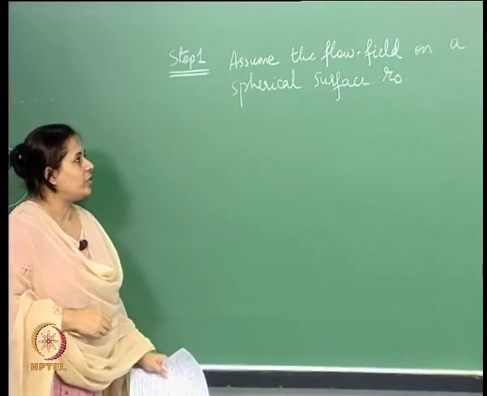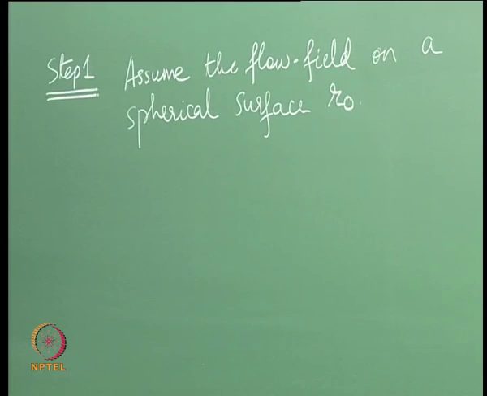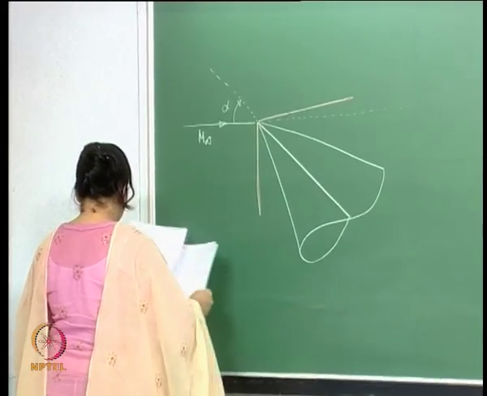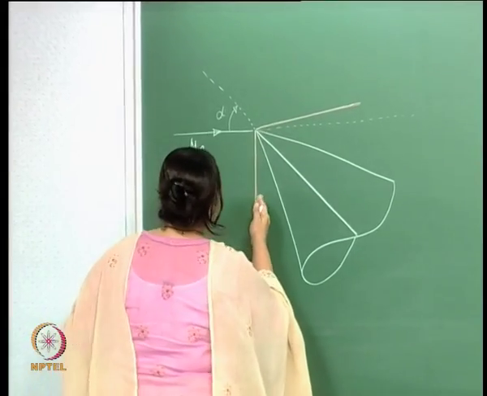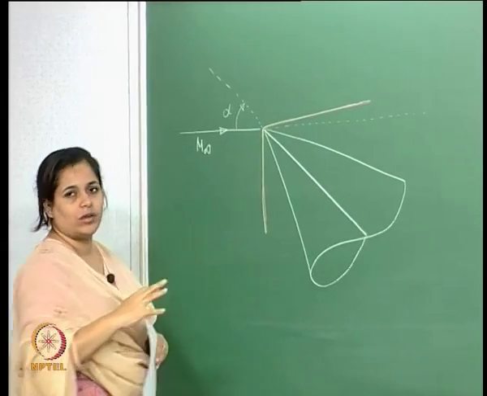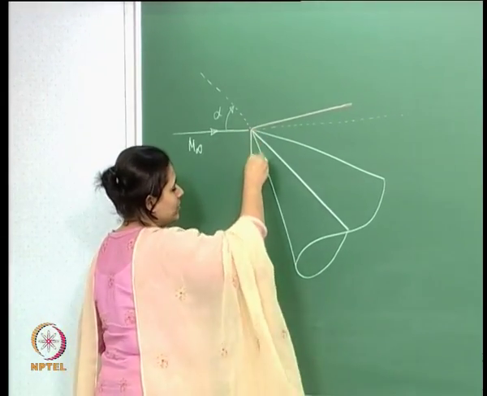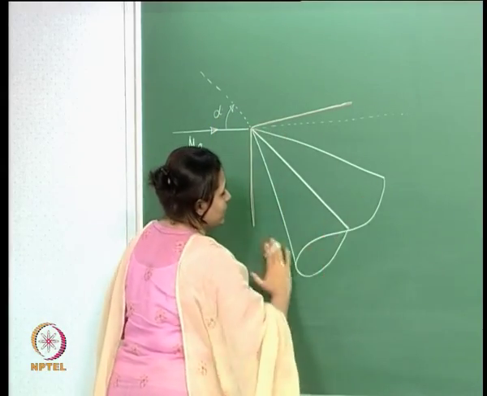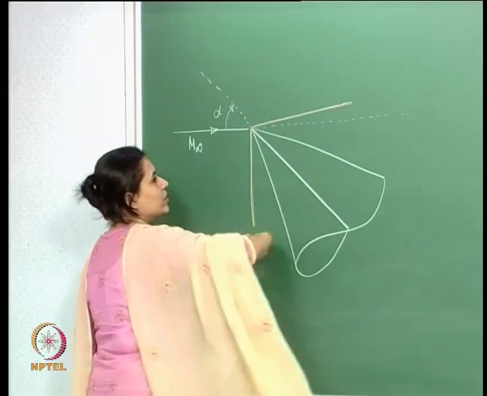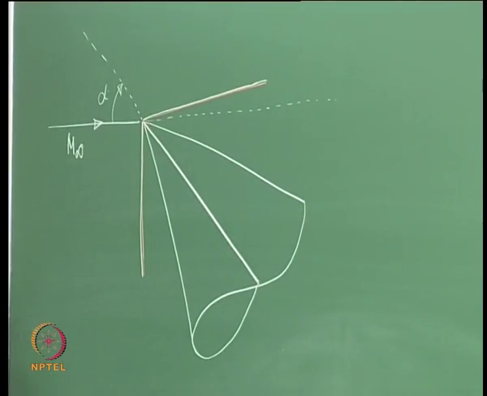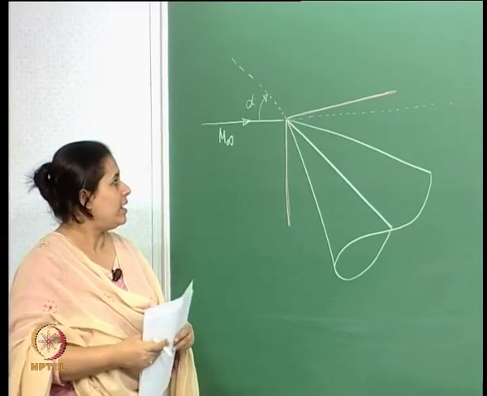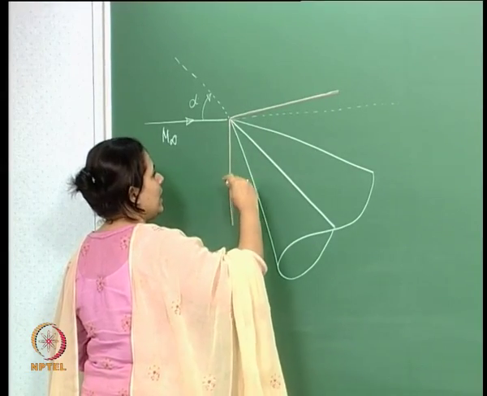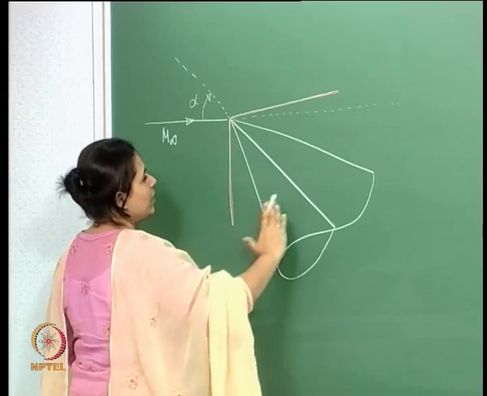assume the flow field on a spherical surface R0. What does that mean? Let's come back here. So this is the vertex of this whole thing, right. We have various radii extended from that vertex. Some of the radii form the surface of the cone, the other radii form the surface of the shock structure. So, let us consider a surface which is between the shock and the body, right.